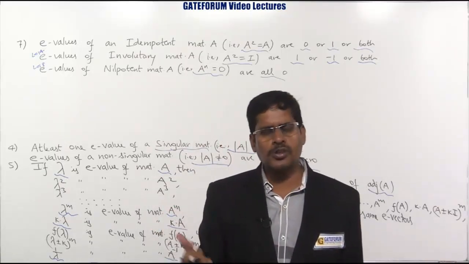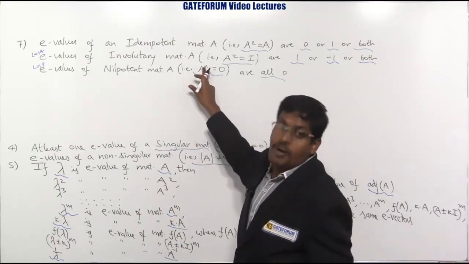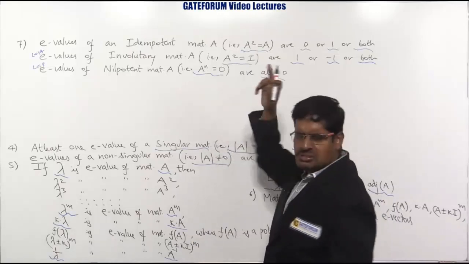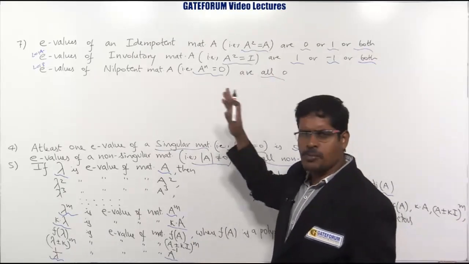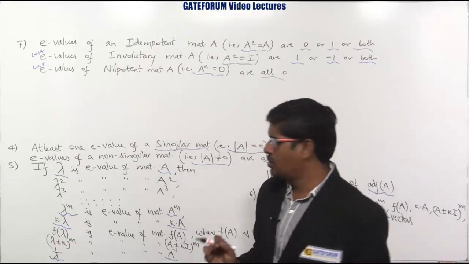0 power 1, 0 square, 0 cube is equal to 0. Is there any non-zero number to any power giving 0? So that's why for a nilpotent matrix, 2 by 2, 3 by 3, any nilpotent matrix, when you solve for eigenvalues, definitely all lambda values are equal to 0.